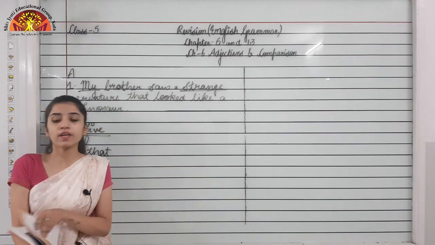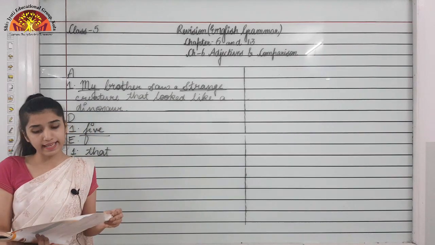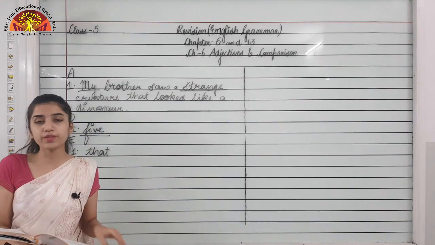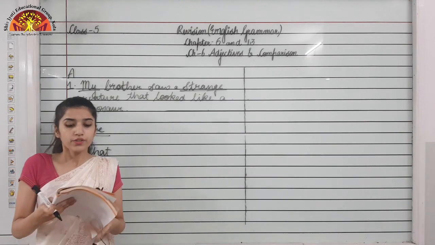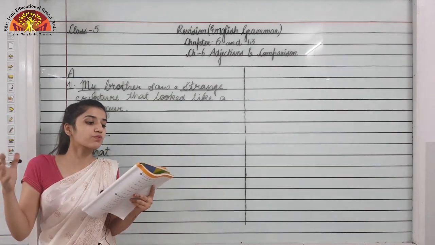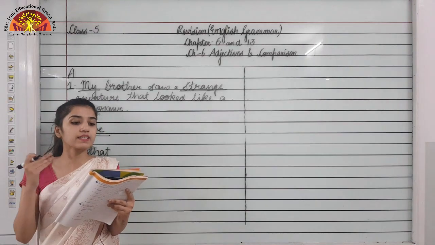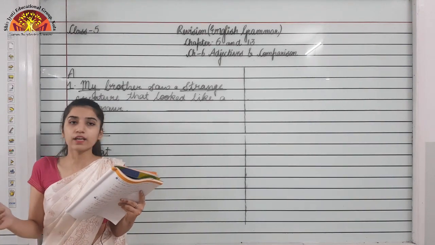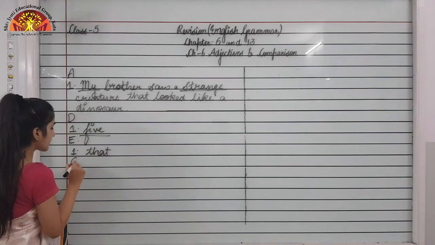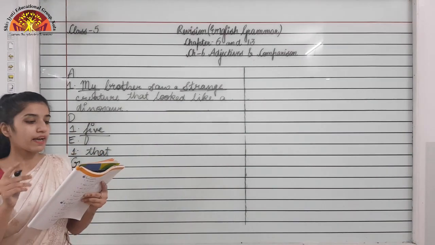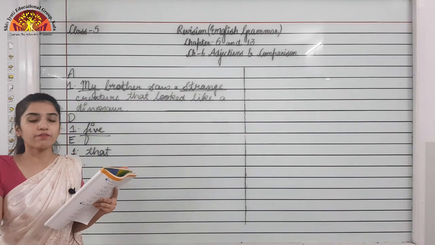Okay, now moving to exercise G, of comparison. The table below has one form of the adjective in each row, and you complete the table by filling in the other two forms in the correct columns. So in exercise G, we have to complete the table that we have been given.